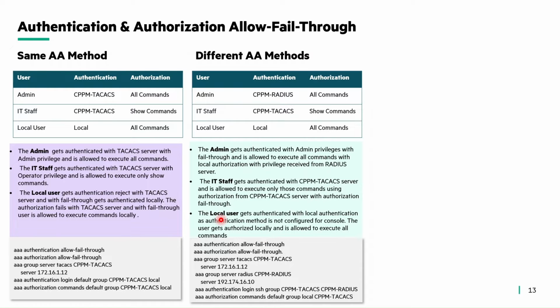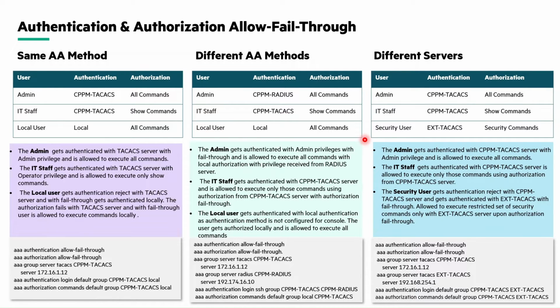At last, we have the local user, and he wanted to do a console operation on the switch. He gets authenticated with local authentication as the authentication method is not configured for the console. But the user gets authorized locally as we have authorization enabled, and the first method is local only, and he is allowed to execute all the commands.